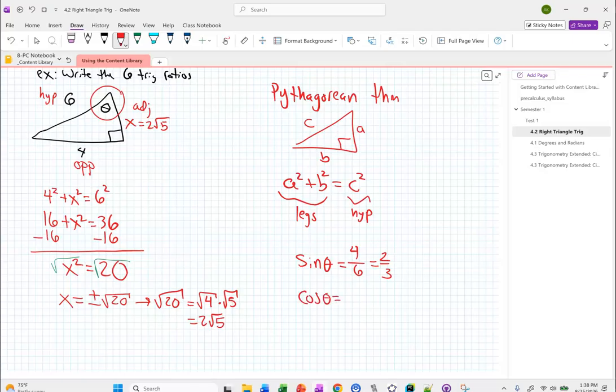Cosine is what I'll do next. Does it matter the order that I write these down? No, I'm just going to do SOHCAHTOA and then the reciprocals down the other side. Start with the stuff we're most familiar with. Cosine is adjacent, so 2 root 5, over hypotenuse. What do I have to be careful about?